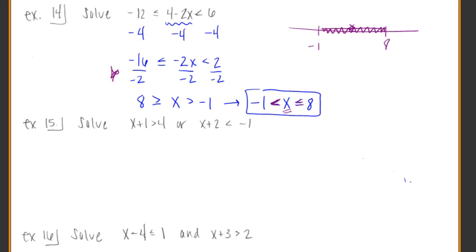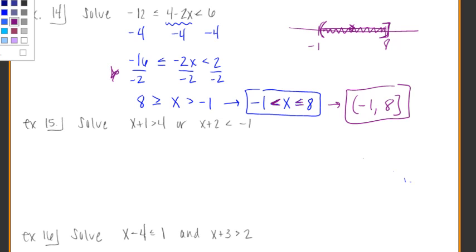So it's all this stuff in between. At -1, I can't equal it, so I want to use a parenthesis. At 8, I can't equal it, so I can use a bracket. And there's my interval notation. So, into interval notation, the smallest value is -1, the largest value is 8, and there's part 2 of my answer. So together, those would be my answers for this whole problem.